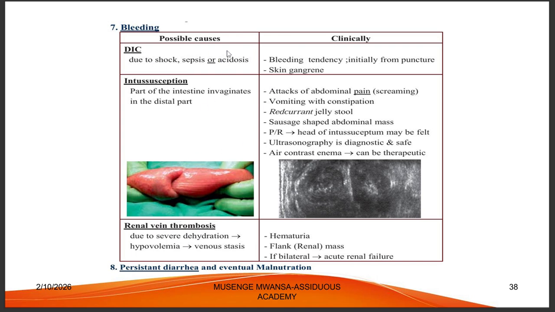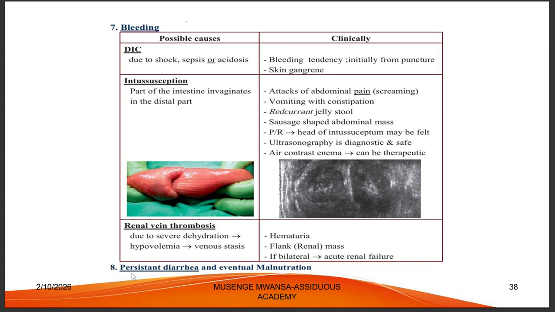So for DIC, how it presents is that someone is going to have bleeding, even skin gangrene. For intussusception, there will be attacks of abdominal pain, so the child will be screaming, with vomiting and constipation. There will be a sausage-shaped abdominal mass, which you can see even on an x-ray.